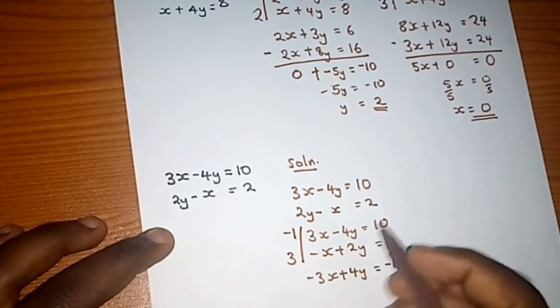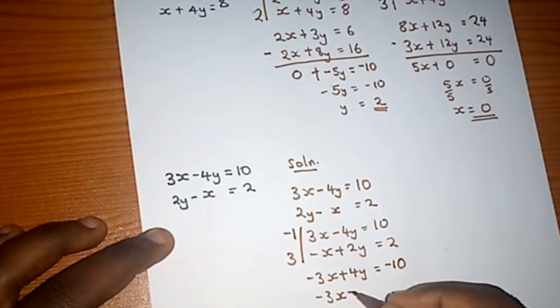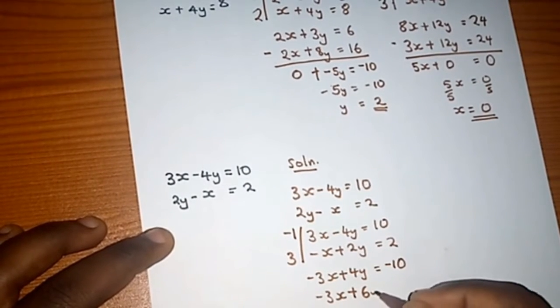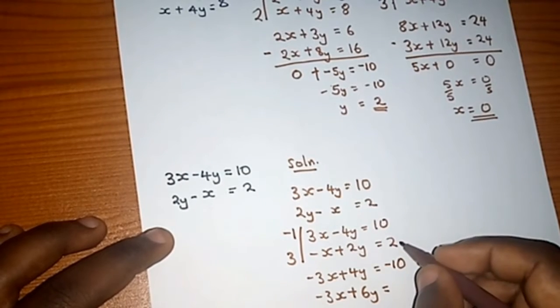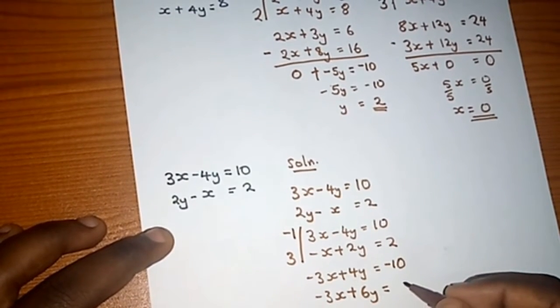So I have 3 times negative x, I get negative 3x, plus 3 times 2y, it is 6y, equals 3 times 2, which is 6.